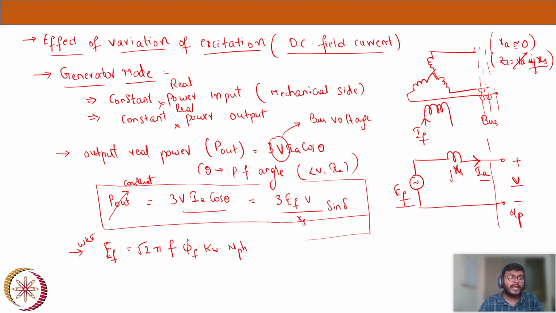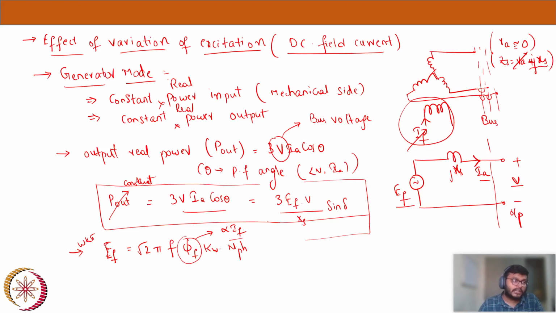Now, here what are we varying? From the figure, if you see the top figure, we are varying the IF here. Without changing the input or output power, we are trying to change the excitation, that is the DC field current. We know that the field is proportional to IF, this DC field current. So the field flux will change. As I am changing the field current, my flux per pole phi F will change. That is definite. I'm sure about that.